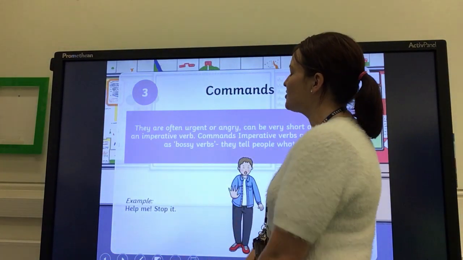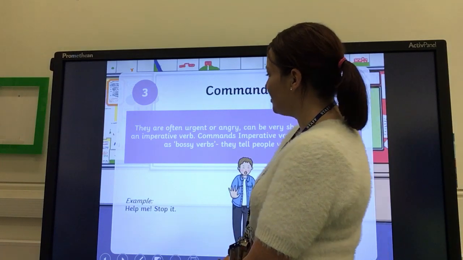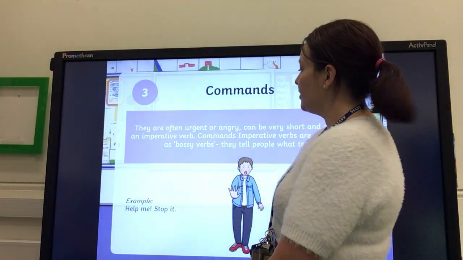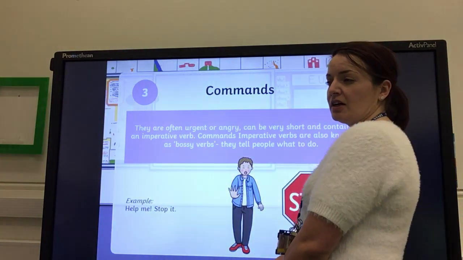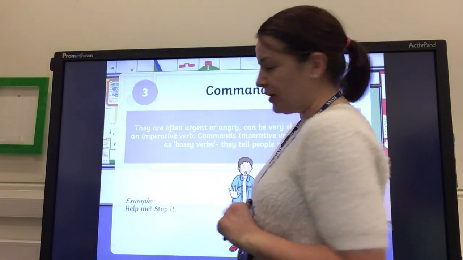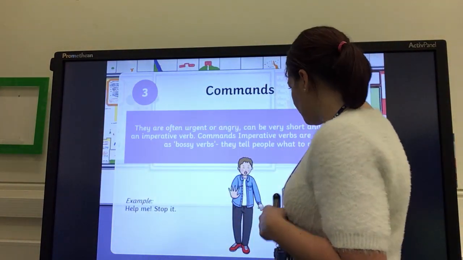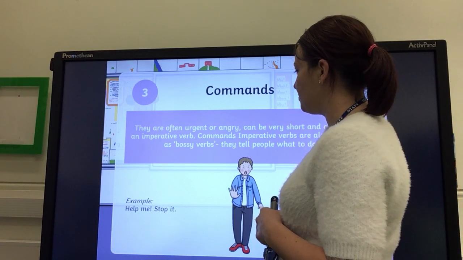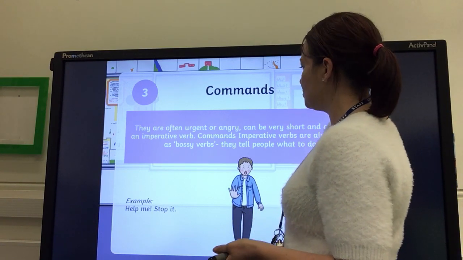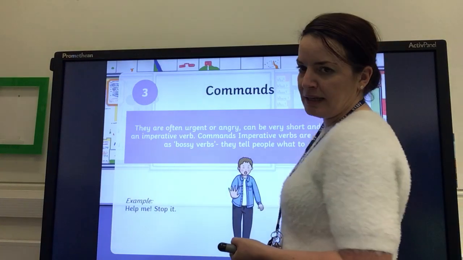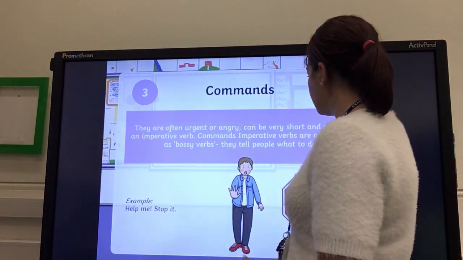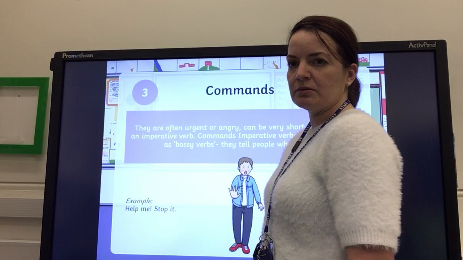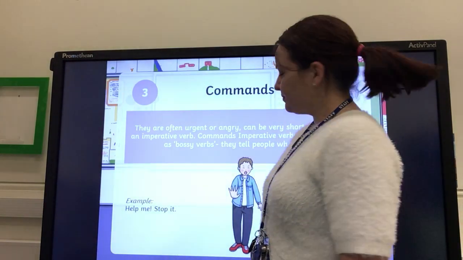Sentence type number 3 is commands, and commands are those ones that you enjoyed saying so much in class when we were being bossy to our robots. They are often urgent or angry. They can be very short and contain an imperative verb. Imperative verbs are also known as bossy verbs. They go at the beginning of the sentence and they tell people what to do. Stop that right now. Help me.